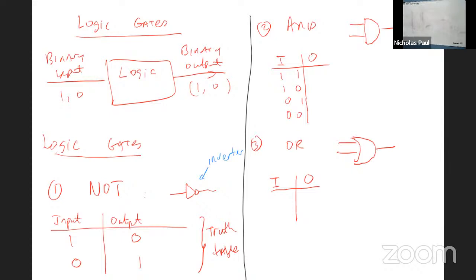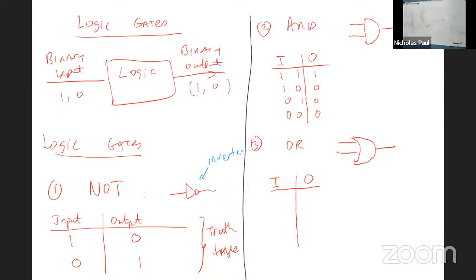And the answer is what? In an AND gate, two 1s give you a 1. Everything else will give you a 0. Remember, it's binary, everything is 1s and 0s, right? So for the AND gate, two 1s will give you a 1, everything else will give you a 0.